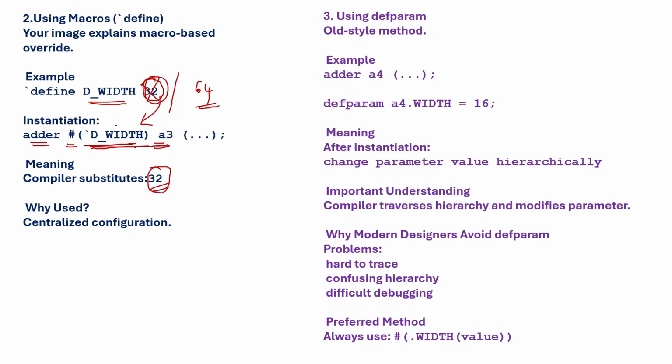So that is a centralized configuration. Why we are using this tick define means, if you change one variable, then it will be applicable to each and every variable. That is the centralized variable. Another way, we can use defparam, define param. Tick define we have used, but this is the old style method. We are not utilizing this one.